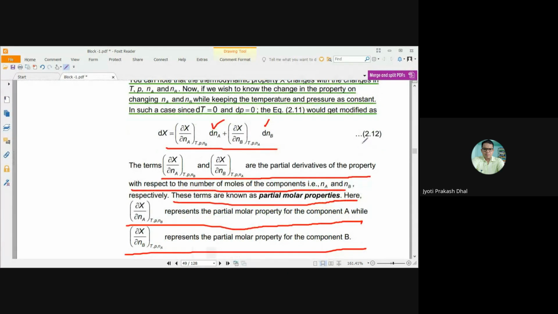Now, for equation 2.12, the first term and the second term are the partial derivative property with respect to the number of moles of the components Na and Nb. That means this one is the partial derivative property with respect to number of moles of A, and this term is the partial derivative property with respect to number of moles of B. Partial derivative property means if you take internal energy, that is the partial derivative internal energy. If you take enthalpy, that is the partial derivative enthalpy, like this.